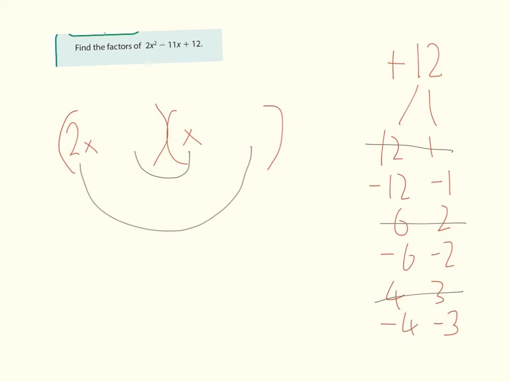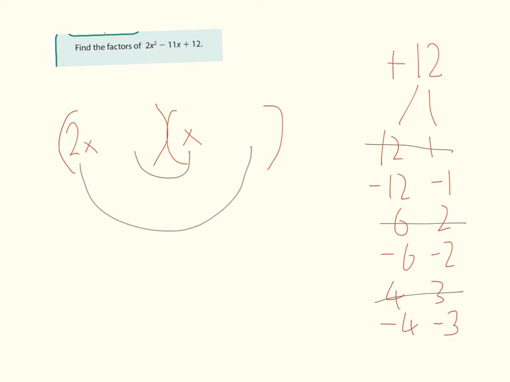Let's try that one in there first. We always do this in pencil. Minus 12 and minus 1. Minus 12 times x is minus 12x. 2x times minus 1 is minus 2x. Add them together, I get minus 14x. No, that's not what I'm looking for. So rub them out and try the next ones.